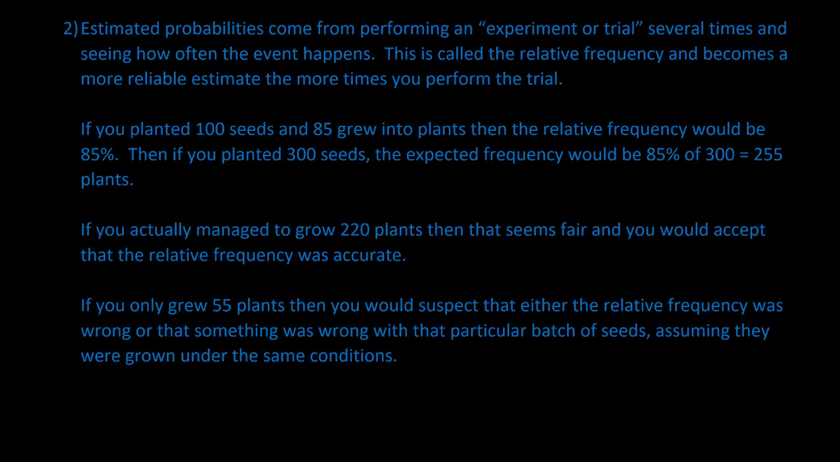If you only managed to grow 55 plants, then you would suspect that either the relative frequency was wrong or something was wrong with that particular batch of seeds, assuming they were grown under the same conditions. Obviously, without further information, you can't really tell for sure what the reason is why only 55 have grown.